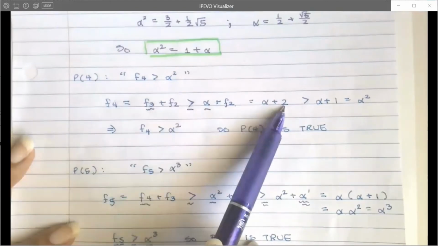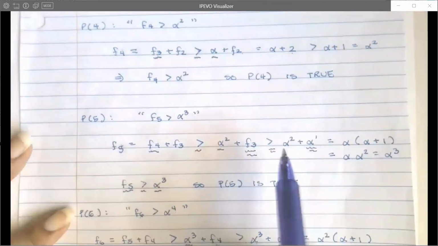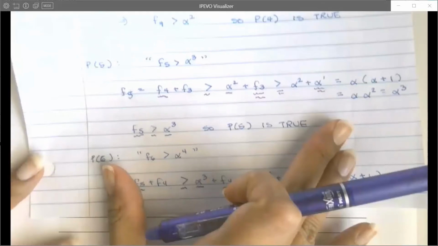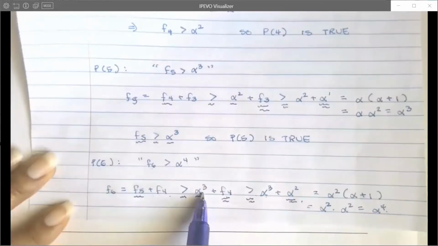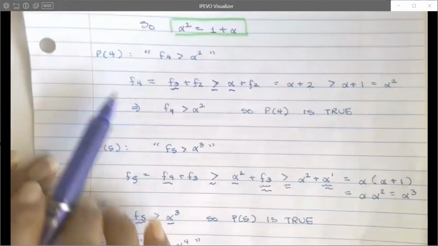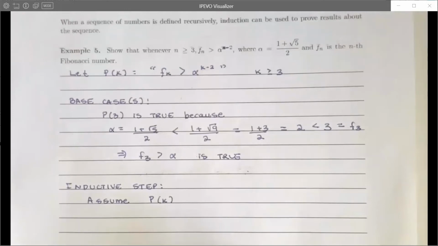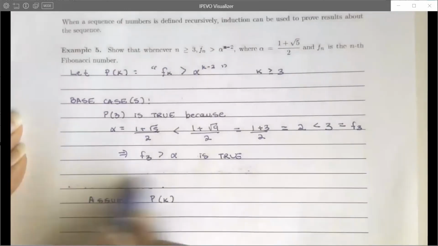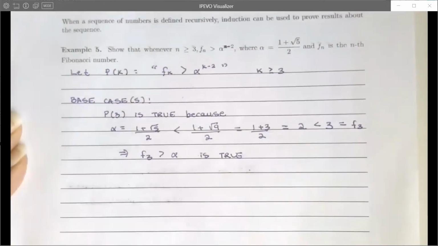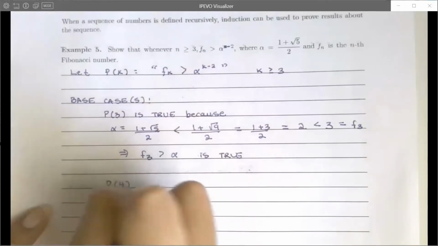It's not until P of 5 that we start seeing F of 4 is greater than alpha squared and F of 3 is greater than alpha by what we found in these two steps. And then for P of 6, we use that F of 5 is greater than alpha cubed and F of 4 is greater than alpha squared by what we found in the previous two steps. So P of 4 is actually going to have to be part of our base case. So P of 4 is true.